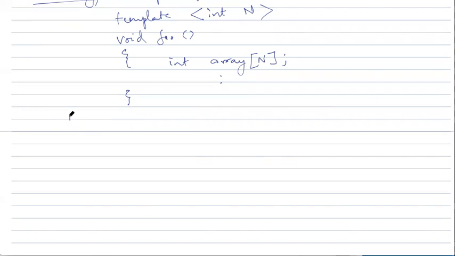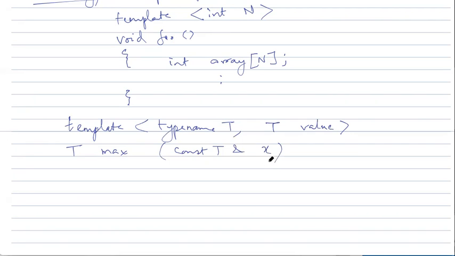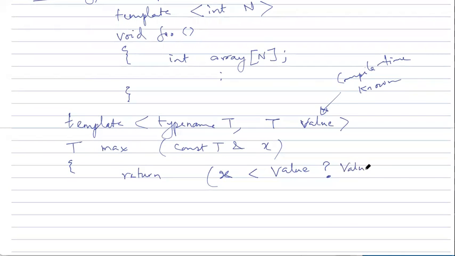So now if you want to combine the two, it would look like this. Okay. Template typename T, comma, this is non-type, so T value. Okay. We are here combining. You can see that whatever the type is, you're using the value here. So T max(const T& x). And here you want to return whether x is less than value, this value. In other words, this is a compile time known value. That's why you are allowing for this. So if so, then you return value, otherwise you return x, right?